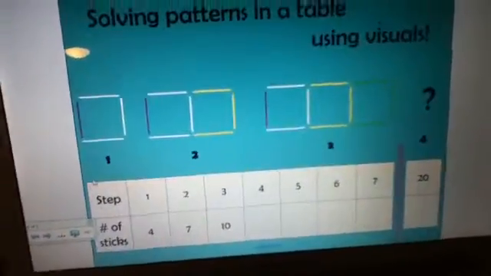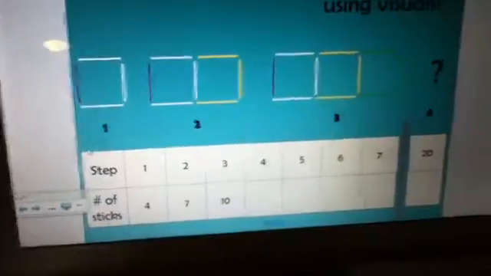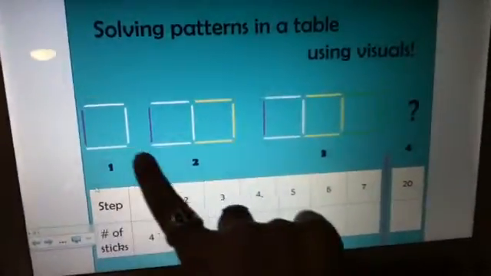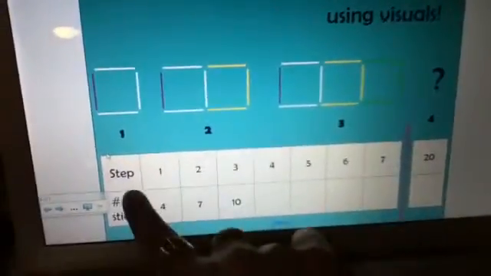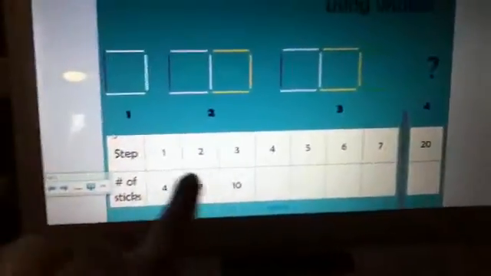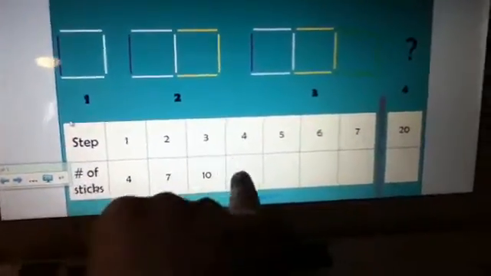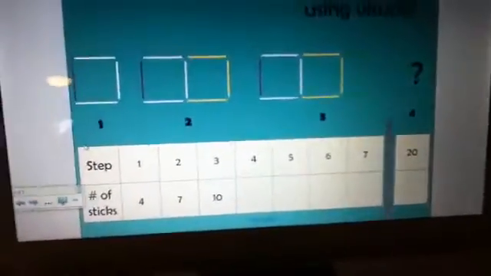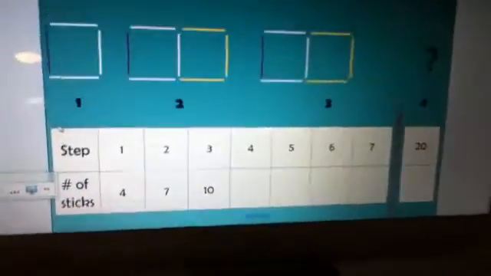Okay, so now we're going to look at a new example. Here, we see visual diagrams that go along with the corresponding table of data. And we can see automatically that our table is not full. We have some missing spots here. We don't know how many sticks go along with these steps. So that's what we're going to figure out today. Alright, so let's look at the pattern that we see so far.